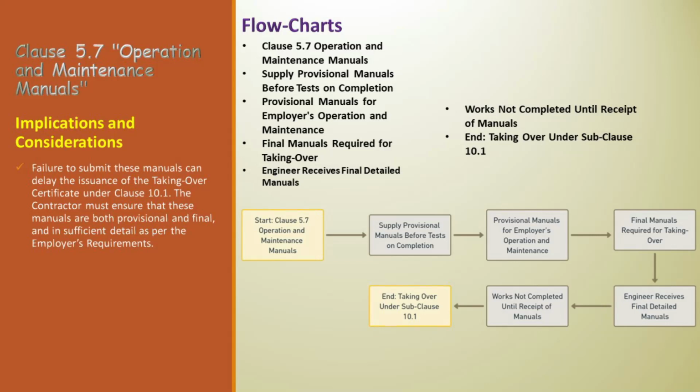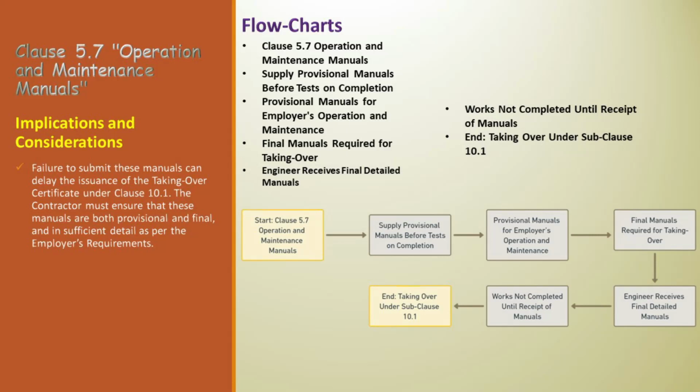Next is supply provisional manuals before tests on completion. The contractor must supply provisional operation and maintenance manuals to the engineer before the commencement of the tests on completion. Provisional manuals for employer's operation and maintenance. These provisional manuals should contain enough detail to allow the employer to operate, maintain, dismantle, reassemble, adjust, and repair the plant. Final manuals required for taking over.